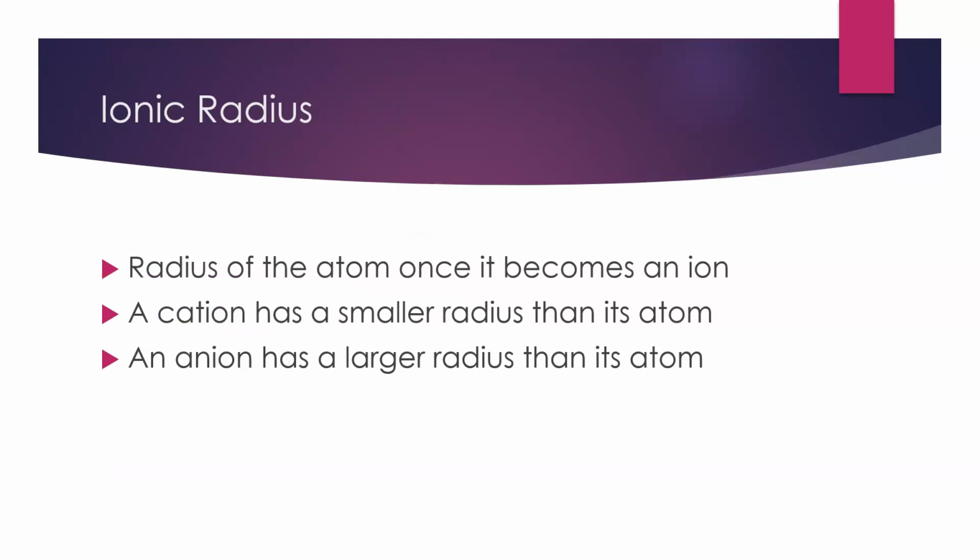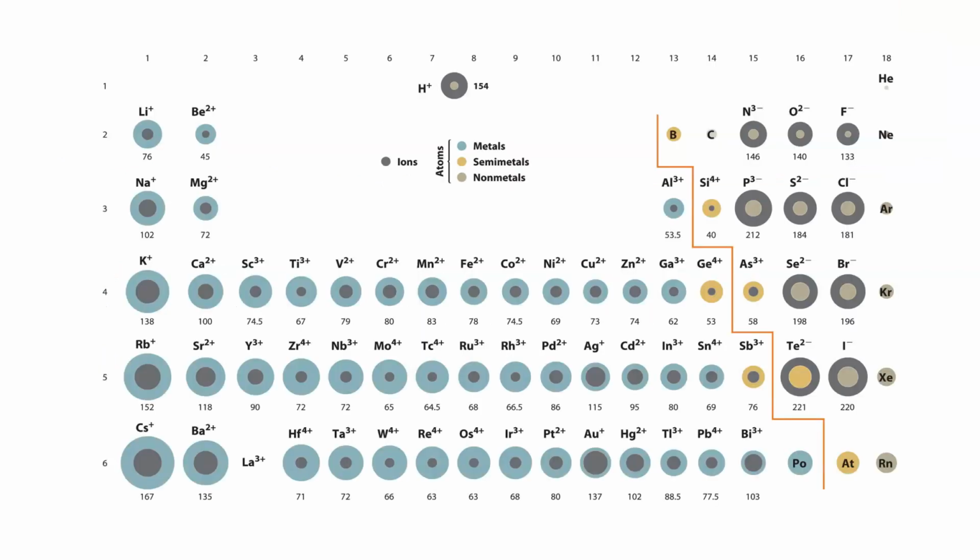Which brings us to ionic radius, the radius of an atom once it becomes an ion. A cation has a smaller radius than its atom, so if it has that positive charge, it lost electrons, it is going to be smaller. And an anion has a larger radius than its atom. Anions gained electrons, therefore they got bigger than the original atom. This one is pretty simple.